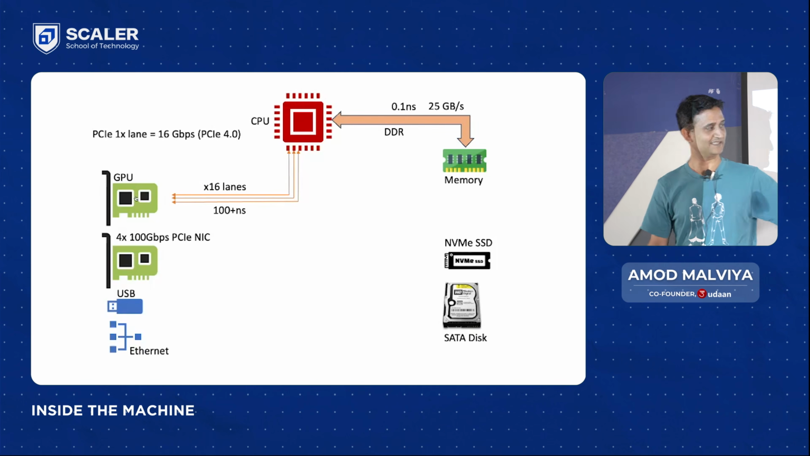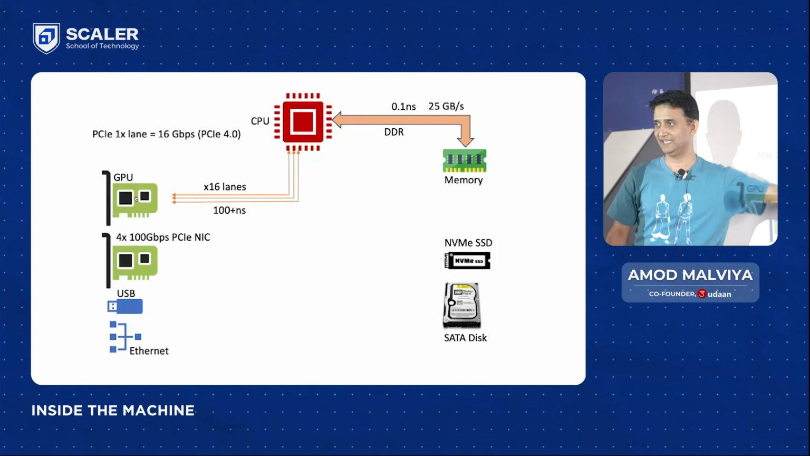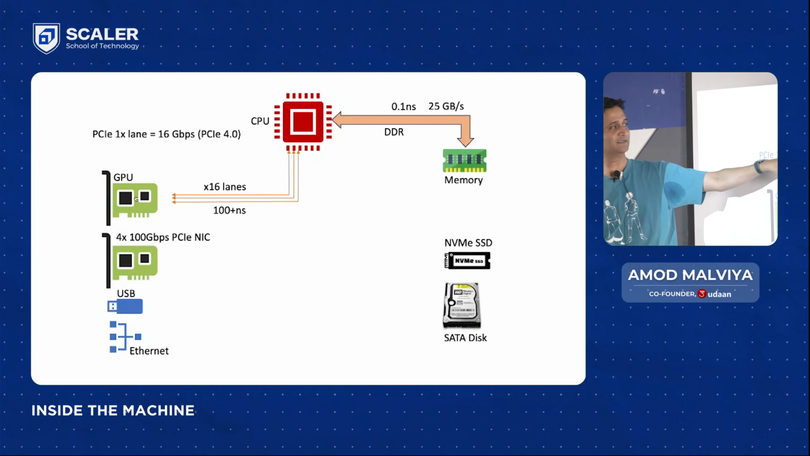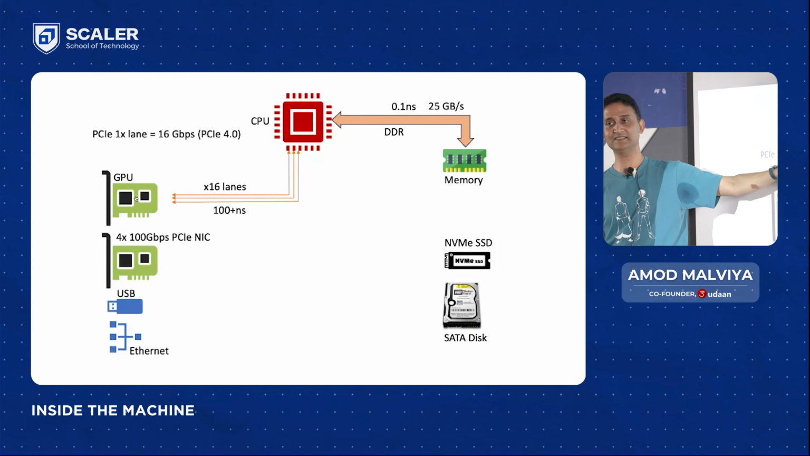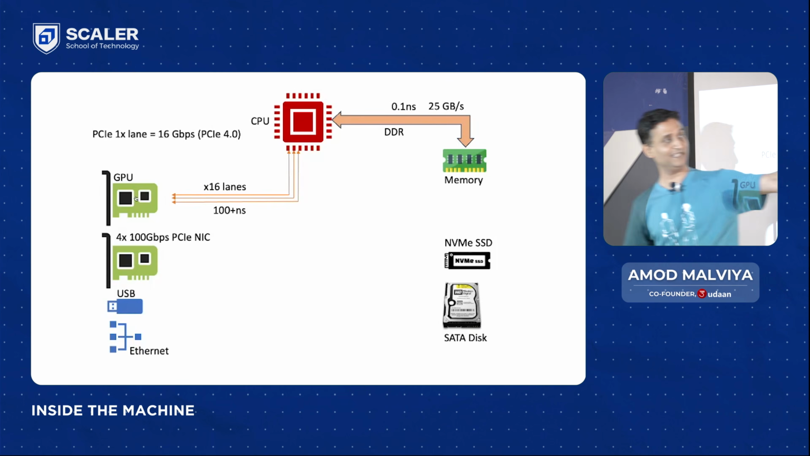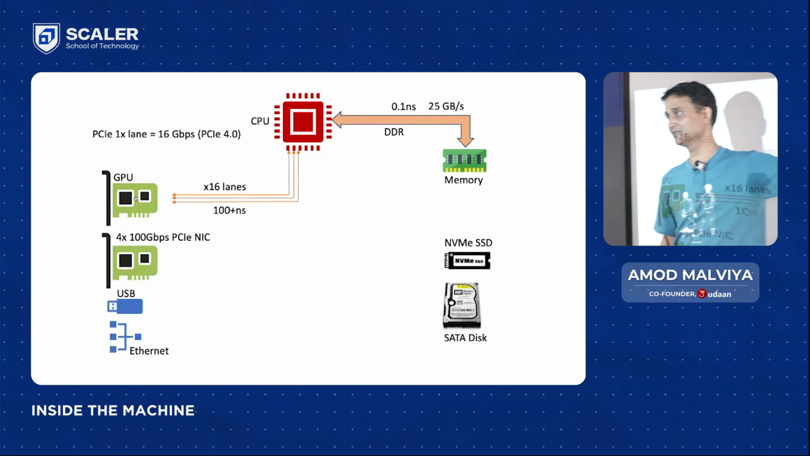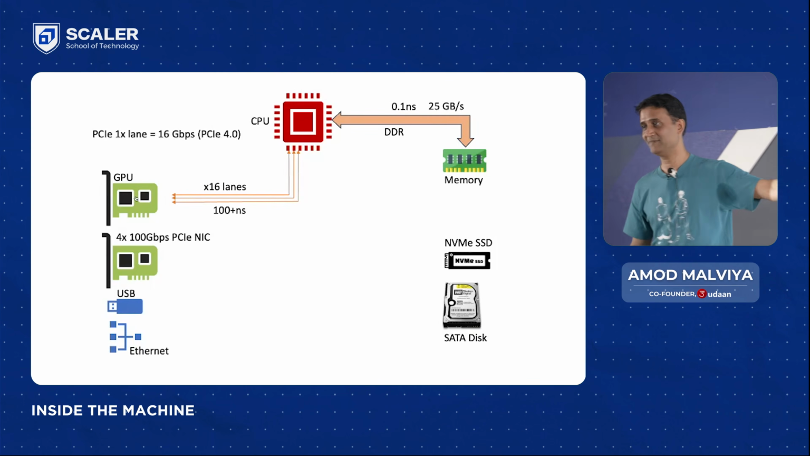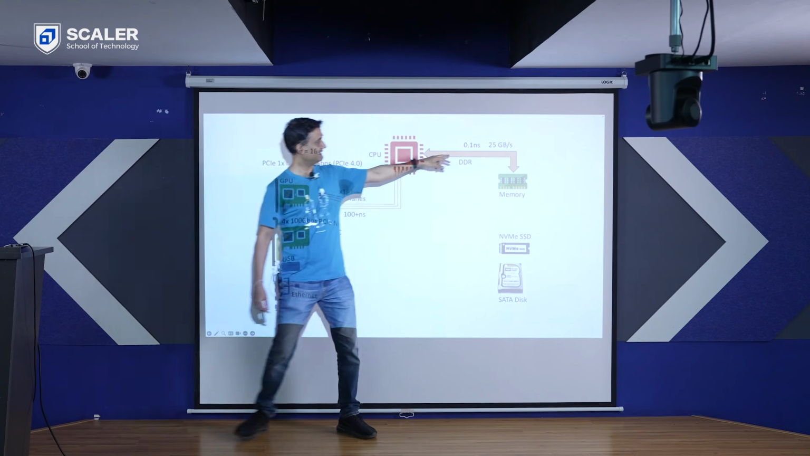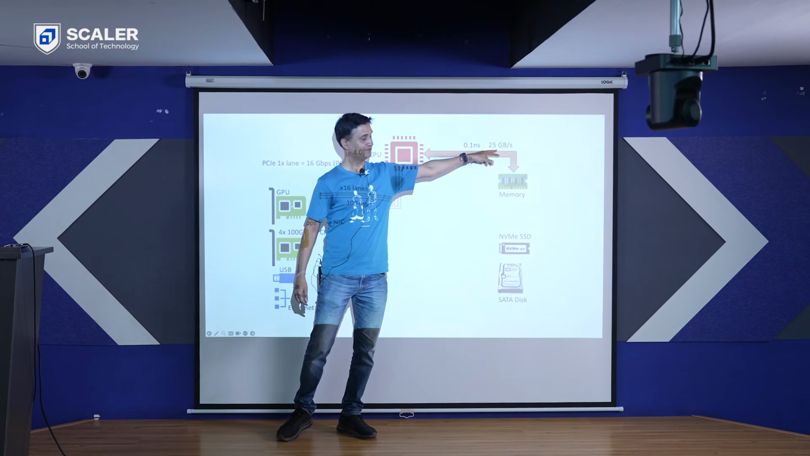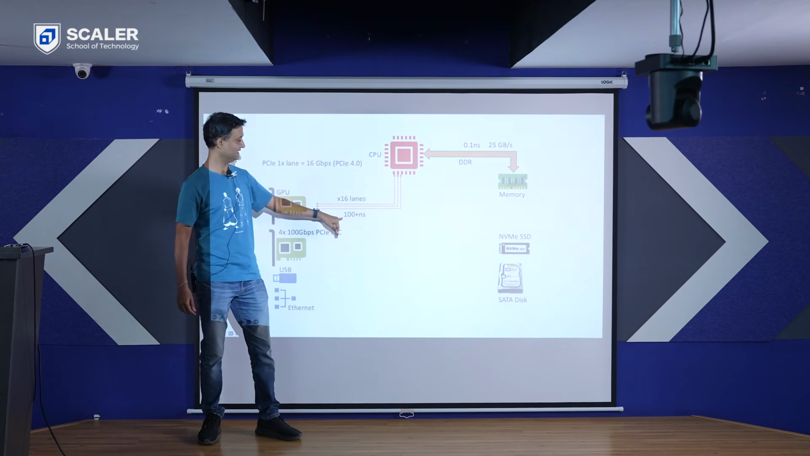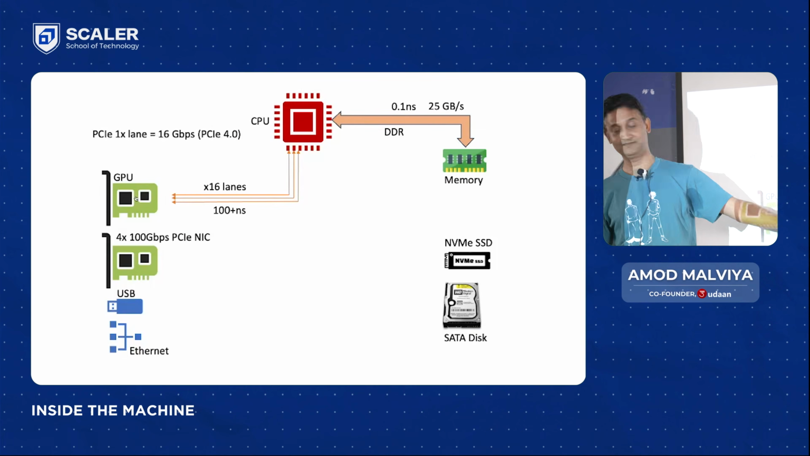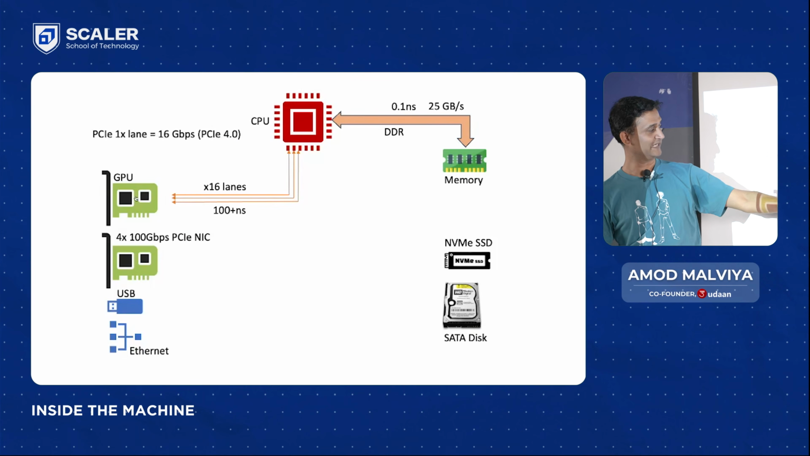16 lanes, which means 16 such links. Each link for PCIe version 4 is 16 Gbps. Remember, this is small b, that is capital B. Difference? Bits versus byte, okay? Here, latency was 0.1 nanosecond. Bandwidth was 25 gigabyte per second. Here, latency is 100 plus nanosecond. And bandwidth you can calculate, right?